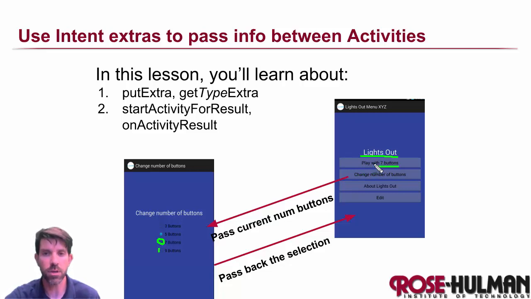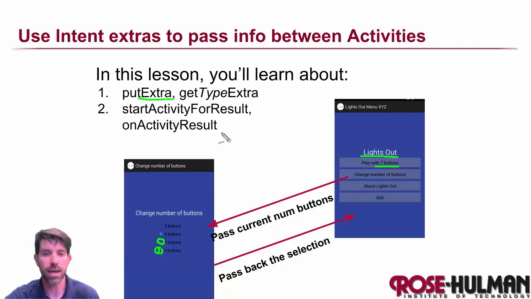And of course, the next time that we go to change the number of buttons, if it says 9 here, then we want this here to display that 9 so we can choose something else. Right, so what do we want to do? We want to pass this information back and forth. And the way that we do that is by using extras.